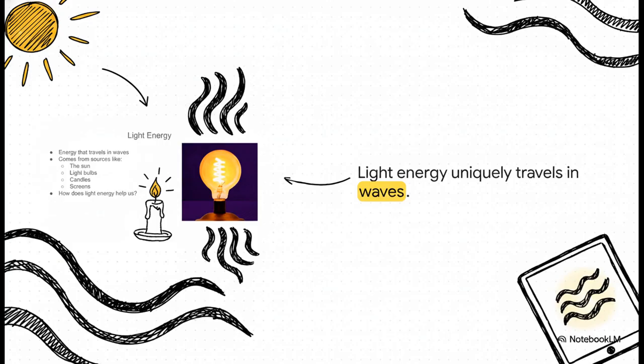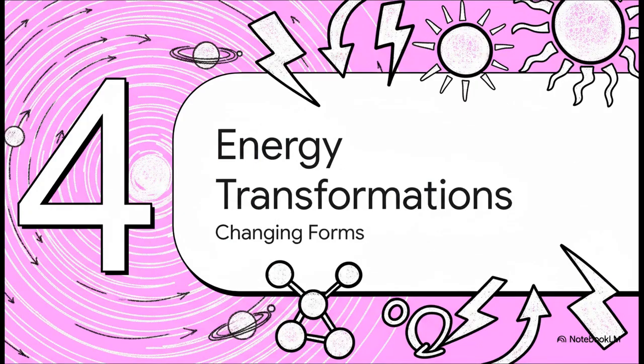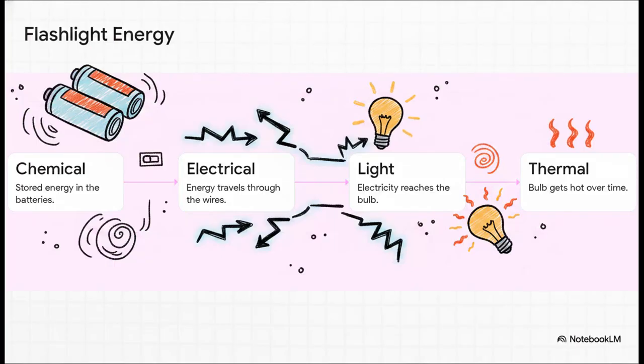But here's the really important part. These forms of energy don't just sit there in isolation. They are incredibly dynamic. Which perfectly cues up Section 4, Energy Transformations in Action. To really map out how energy continuously morphs from one state to another, let's look at something super common, a simple flashlight.